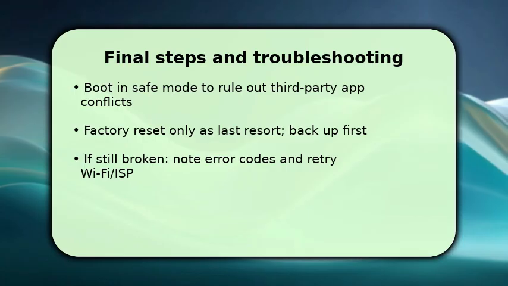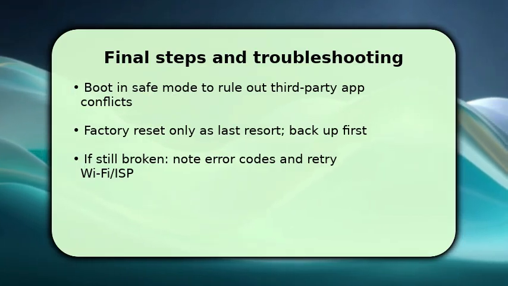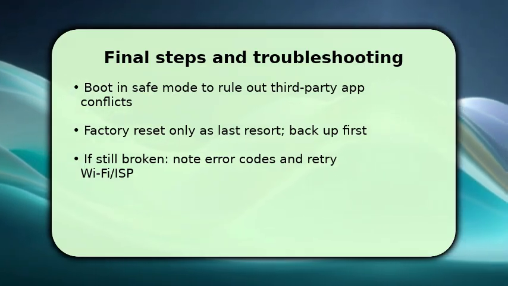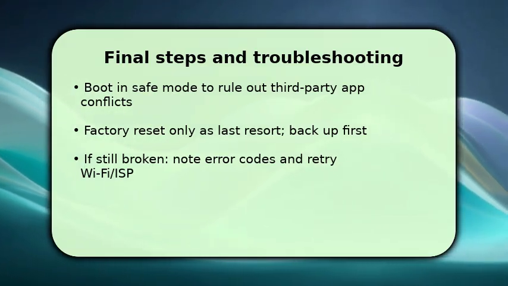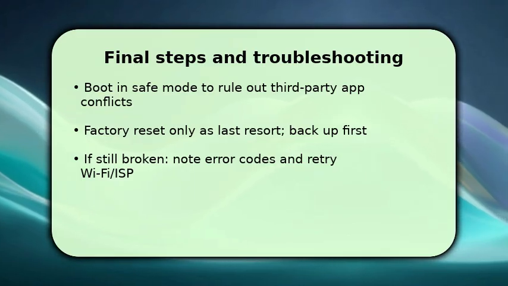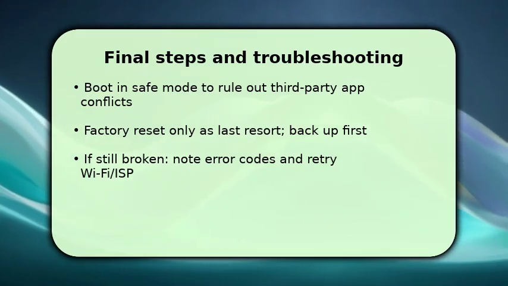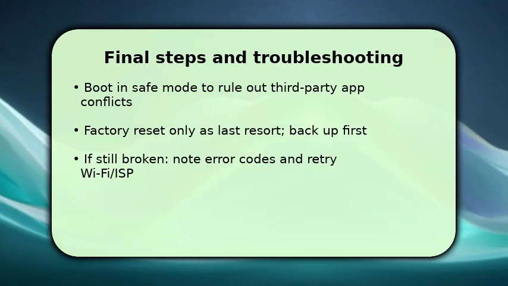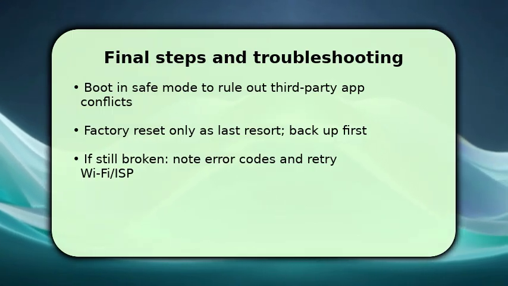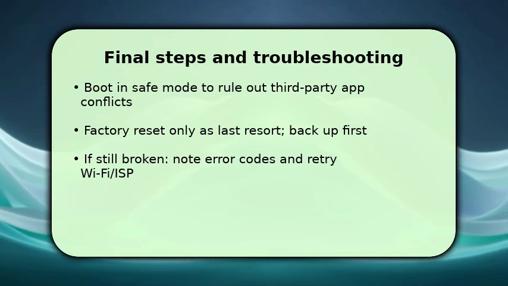Backup contacts, photos, and app data because it erases everything. If problems persist after reset, record exact error codes and try a different Wi-Fi or mobile network. Often an ISP or router block causes repeats. One tip: error codes help technicians diagnose faster.